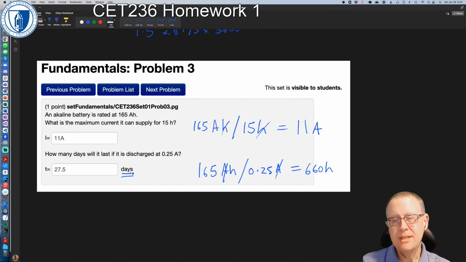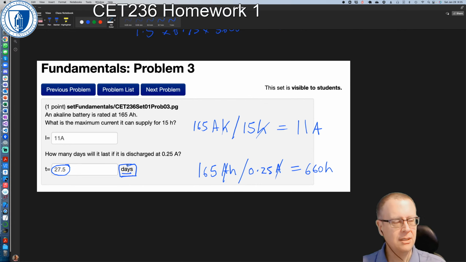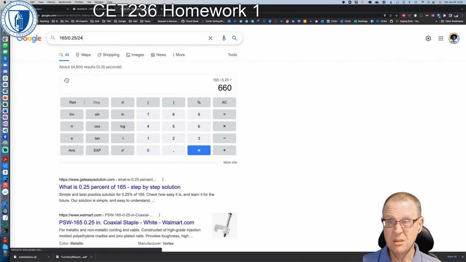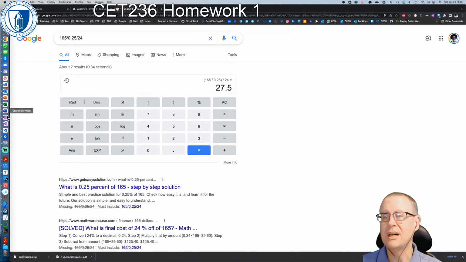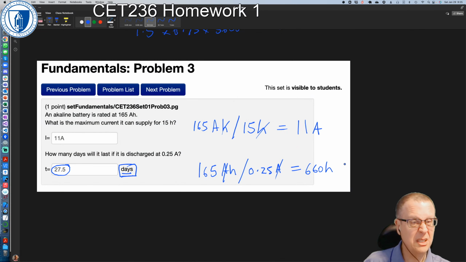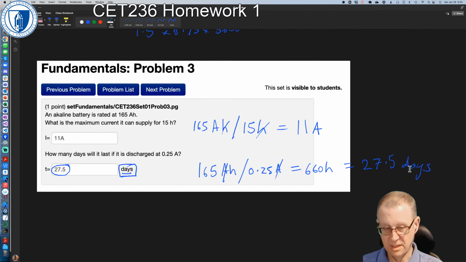This is an example of where you don't need to put the units in for web work. When the units are explicitly put outside the box, then you don't need to enter the units. So we should know that there are 24 hours in a day, right? So if we divide that number by 24, we get 27.5. So we can just continue that and say 27.5 days. And that was the answer that I entered earlier.